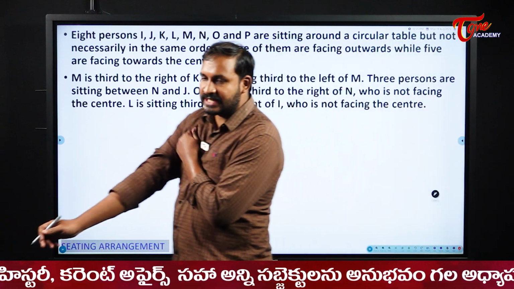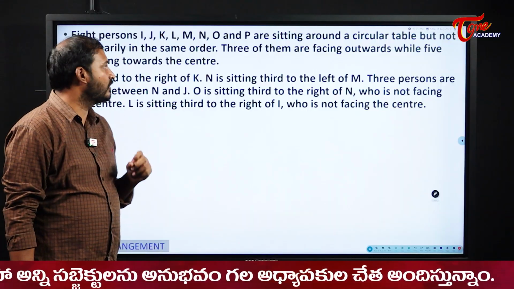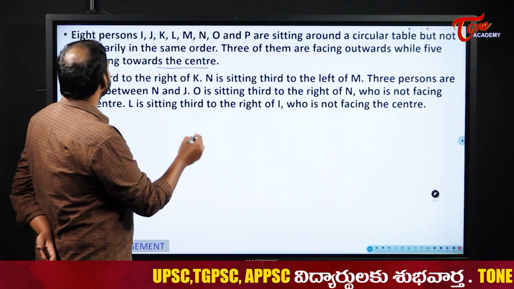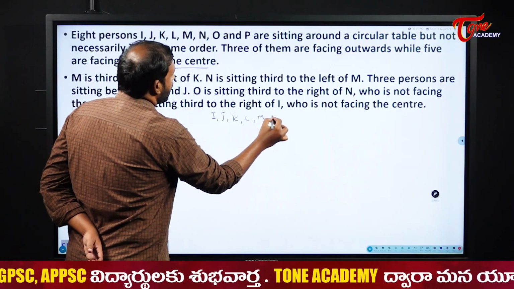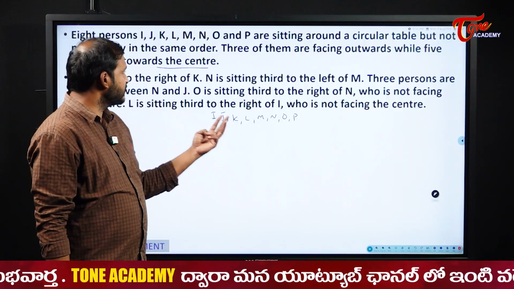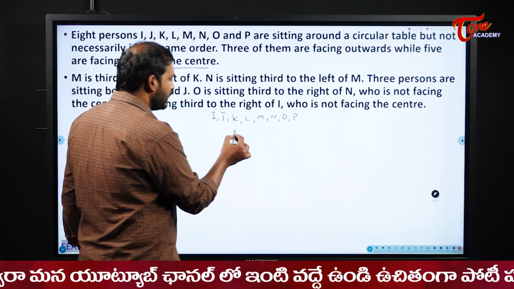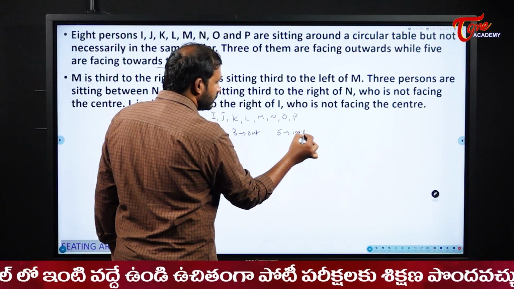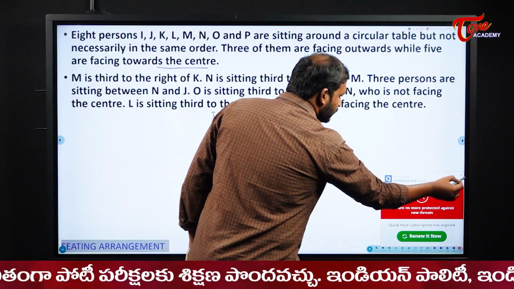Now see here, 8 persons I, J, K, L, M, N, O, P are sitting, but not necessarily in the same order. 3 of them are facing outward while 5 of them are facing towards the center. Out of these 8 persons, 3 are facing outside and 5 are facing inside. So this is the question for us. Now we will see the remaining things. We will try to solve it.